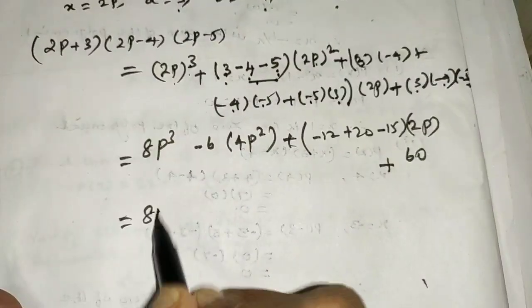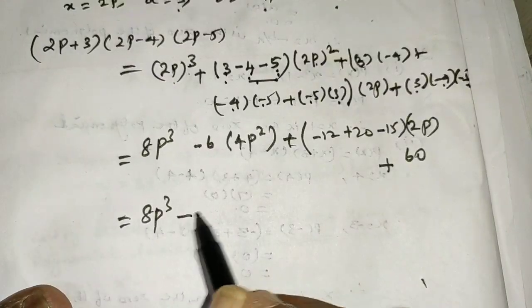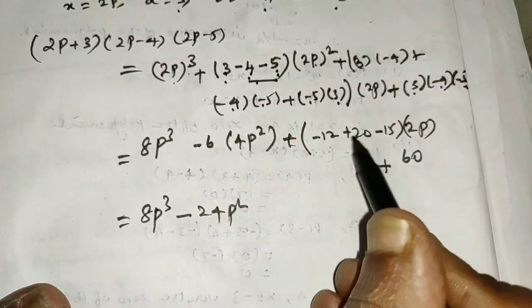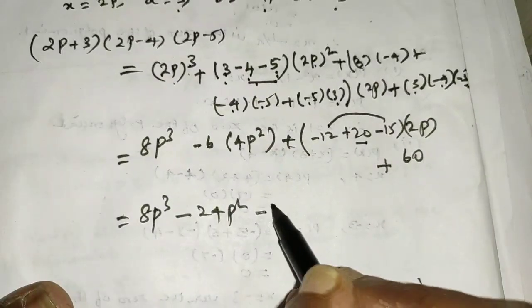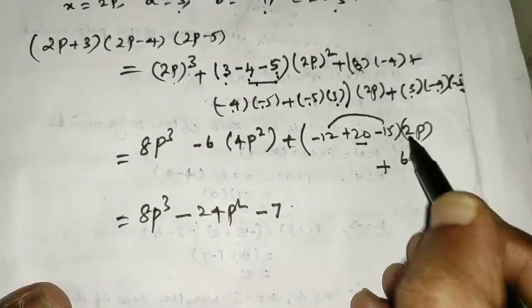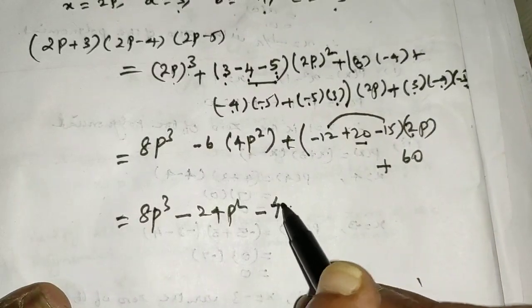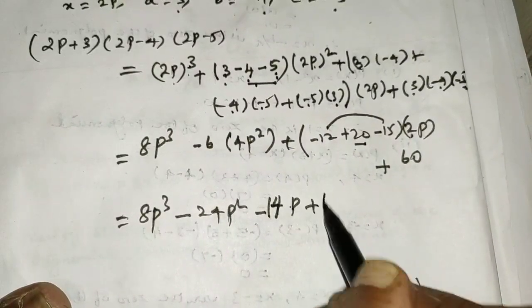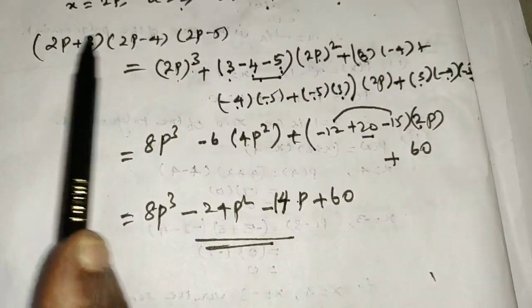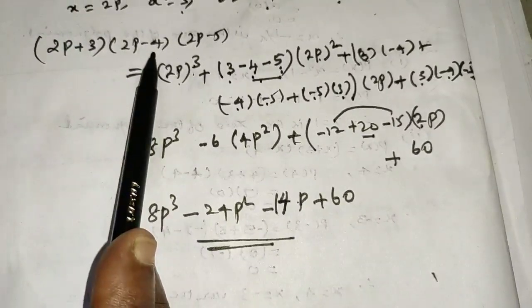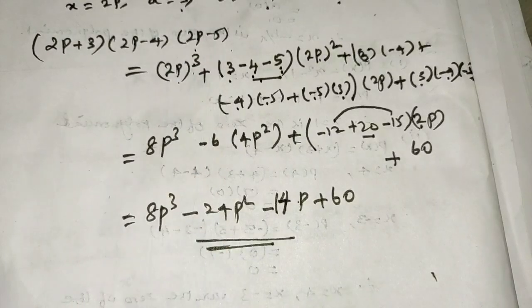Again on simplification you will get 8p cube minus 24p square, 20, and these two gives minus 27, which is minus 7 into 2 gives minus 14p plus 60. So this is the expansion of 2p plus 2p minus 4 into 2p minus 5.